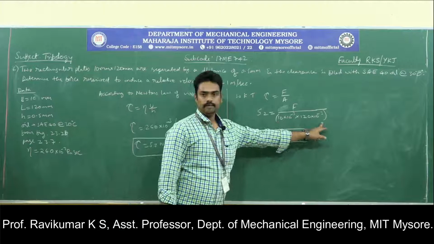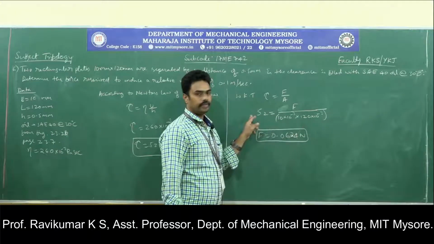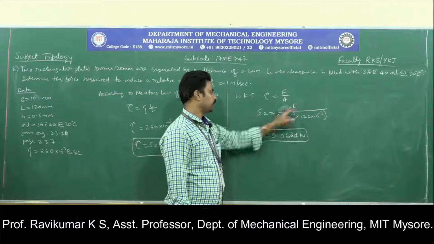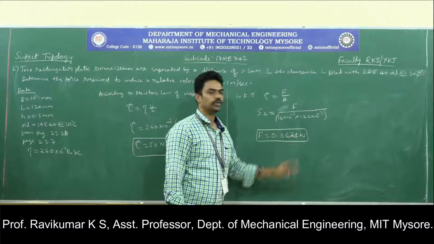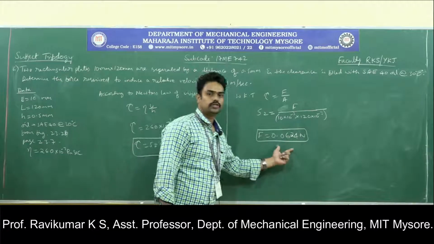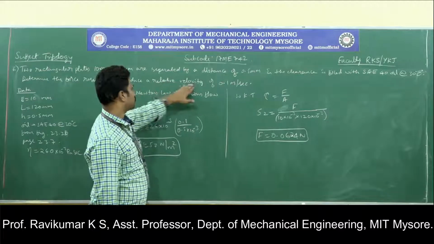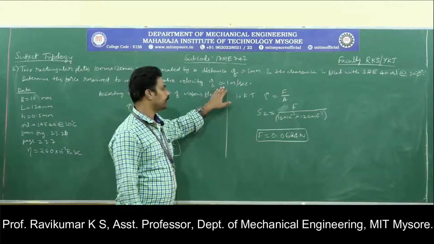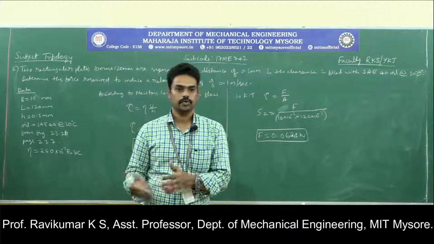So this is the area, force by area. If you cross multiply the area with the shear stress, you will get the force. So shear force is equal to 0.0624 Newton. So this amount of force is required to induce the relative velocity of 0.1 meter per second. This is how I need to solve for the force.